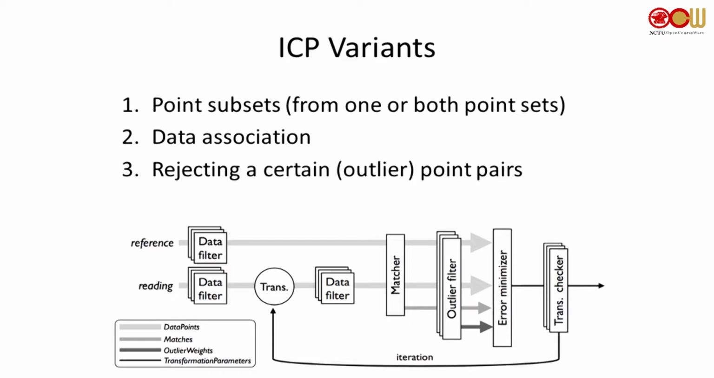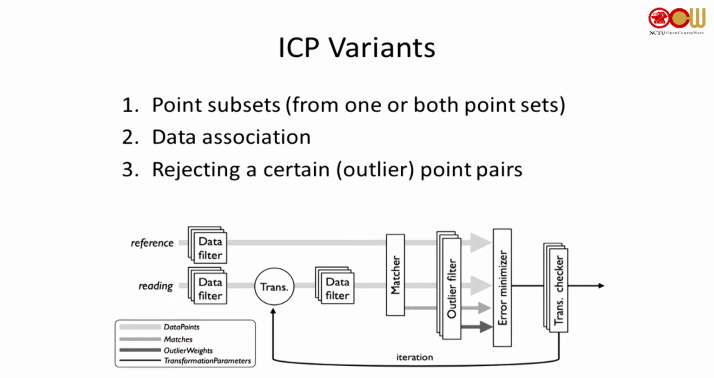Essentially, those 400 variants are trying to improve the entire ICP in some way. The first component is how to select the important data points. The second is how to find the association from one data set to the target. Finally, the third is to reject some data pairs. And you could see the diagram over here.